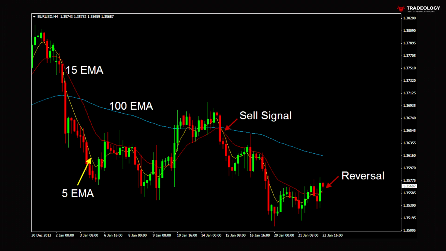Here's another example. On the Euro USD 4-hour chart, we have a nice downtrend, so we should look for a sell trade. We get this opportunity when the 5 EMA crossed under the 15 EMA, which is already under the 100 EMA. The trade can be closed with a profit of 50 pips, but if there was no take profit in place, it needs to be closed when the 5 EMA crossed back above the 15 EMA.